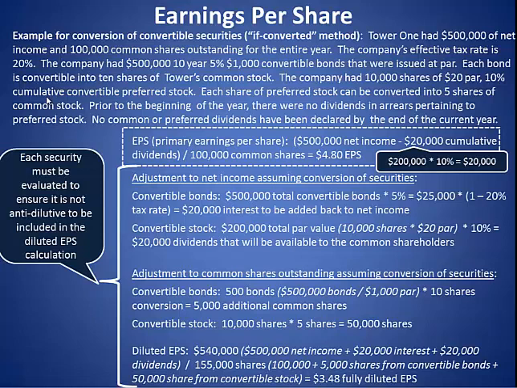Now, if I'm going to do a calculation on my primary earnings per share or basic earnings per share, the calculation is actually fairly simple. In this case, it's going to be equal to my $500,000 net income minus my $20,000 worth of cumulative dividends. Now, where did I get that $20,000 from? It's going to be my cumulative dividends.